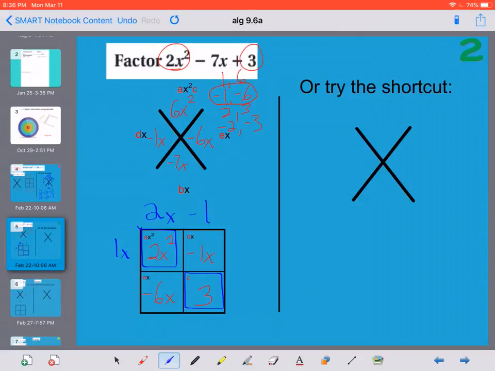Now what times 2 is going to give us negative 6? Well, that's negative 3. So if we do negative 3 times negative 1, that equals 3. So we know that we did that right. So we'll have 1x minus 3 and 2x minus 1.